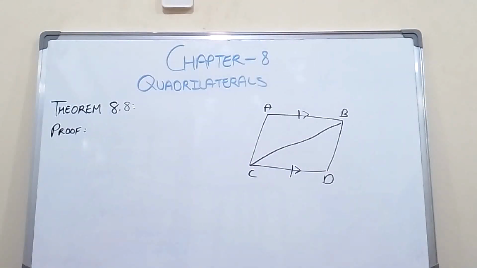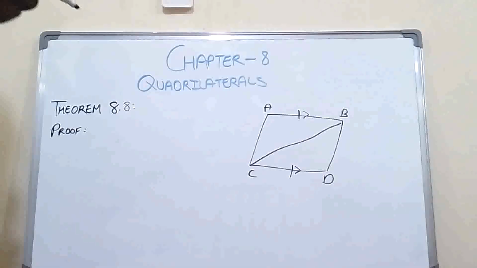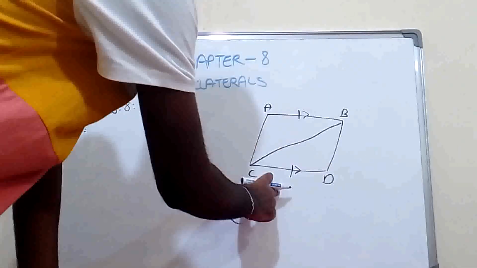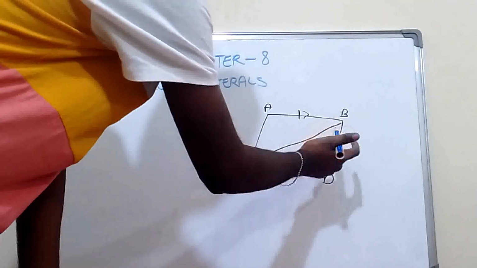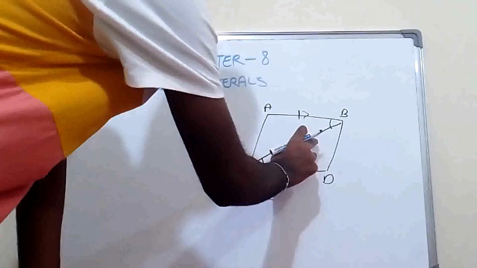Theorem 8.8 is another condition for a quadrilateral being a parallelogram. So here theorem 8.8 states that if any one pair of opposite sides are equal and parallel both, then it's a parallelogram. So let's see how we can prove it. We already have that AB and CD are equal, and we also know that AB and CD are parallel and BC is a transversal, which means that this angle is equal to this angle, and we have BC common.